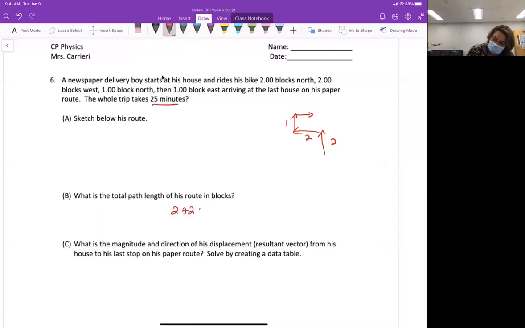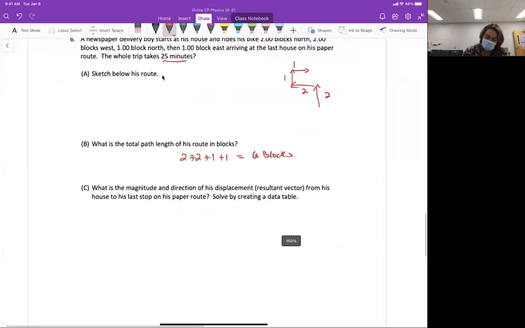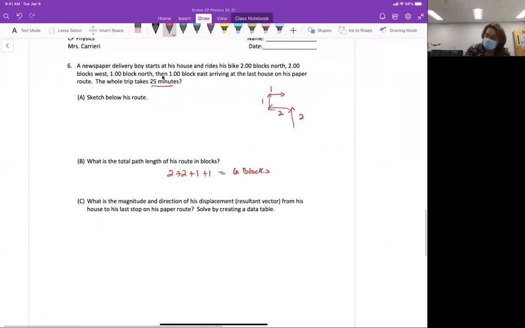2 plus 2 plus 1 plus 1 equals 6 blocks. These are all units of blocks. What is the magnitude and direction of his displacement? Which means the resultant vector.